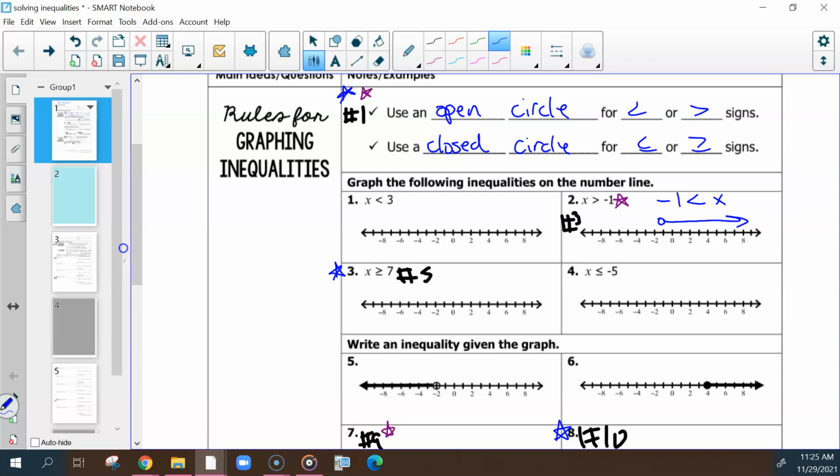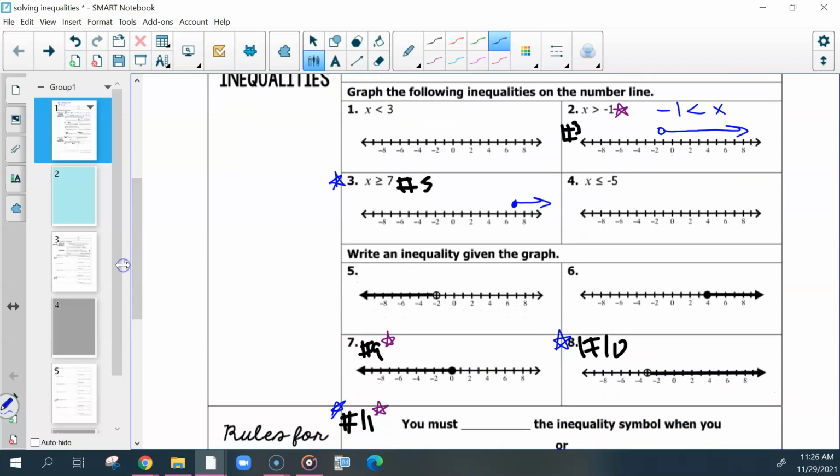For number 3, x is greater than or equal to 7. Would that be an open or a closed circle? Closed. So at 7, you're going to fill it in. Everything greater than or equal to 7 would be going to the right. So we would draw an arrow to the right. Do you have any questions on that part so far?